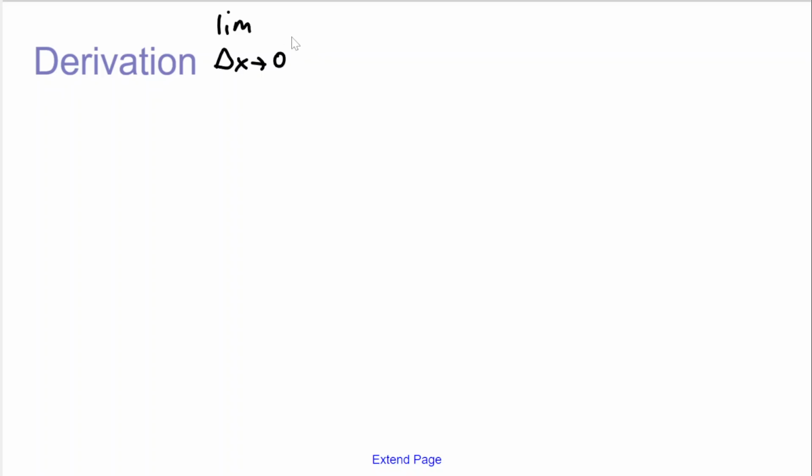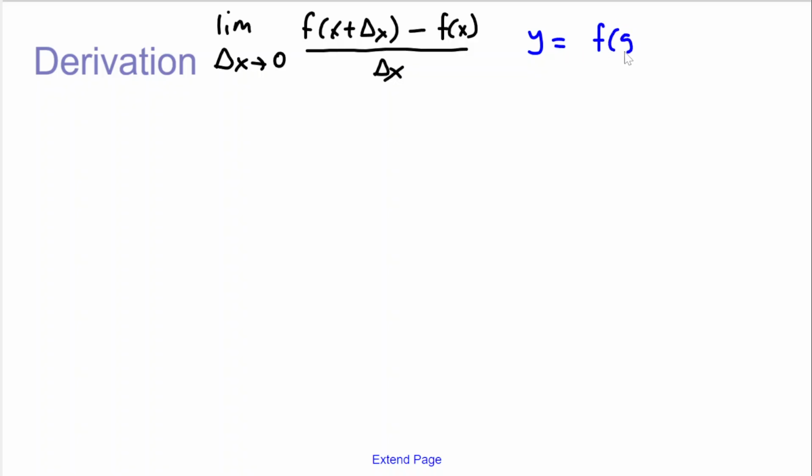So the limit as delta x approaches 0 of f of x plus delta x minus f of x all over delta x gives us the derivative. This is the limit definition of the derivative. So now we're going to let y equal f of g of x. And so now I want to find dy dx.